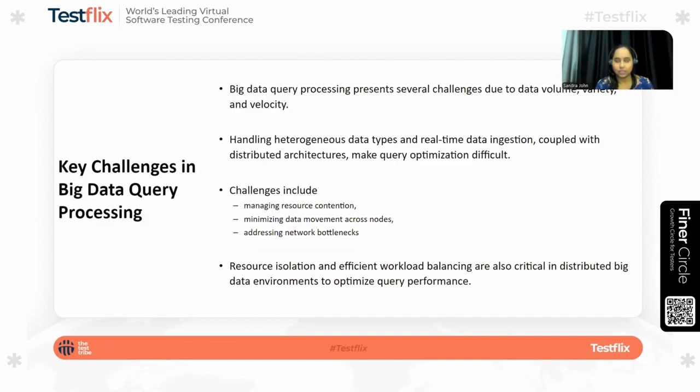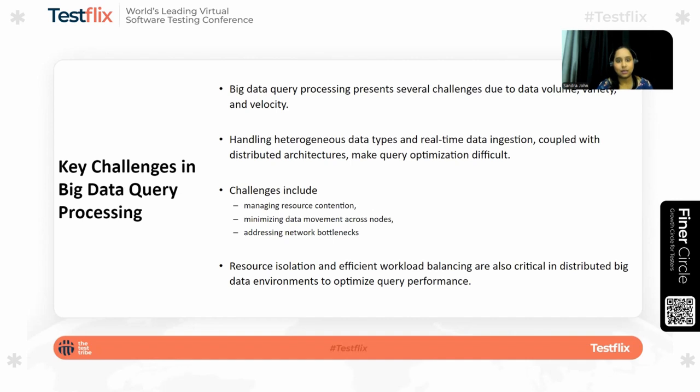What are the key challenges when you're working with big data query processing? Volume, complexity of data, and how frequently the data is coming into the system. Also, the type of data that is coming is quite heterogeneous. That means it is not of the same format and is going to be very different across data types. It may not even be the exact data type, but you have to bring it into a correct data type to use it, for which you have to introduce real-time data ingestion, which is tightly coupled with very complex architectures, which makes query optimization even more difficult.